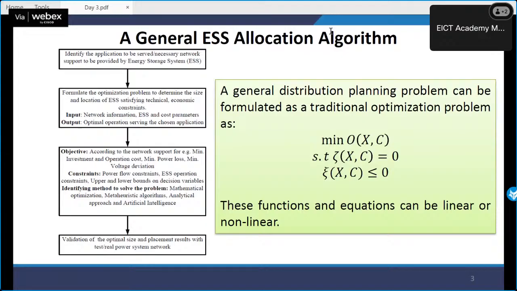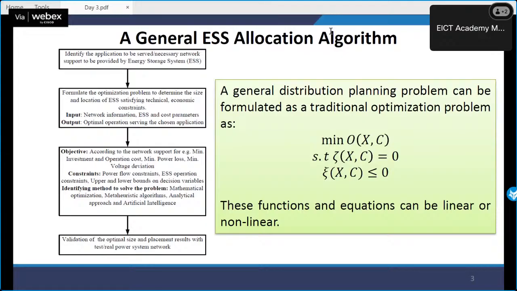All right. So first of all, you need to identify the goal to achieve through ESS. So, step number one, let's say I wish to reduce the distribution losses by putting in a battery, for example.